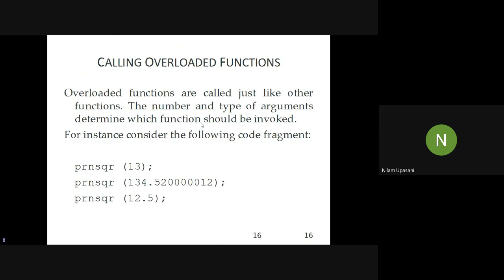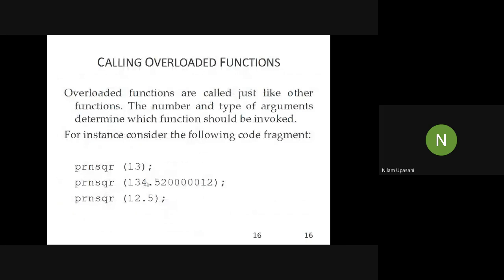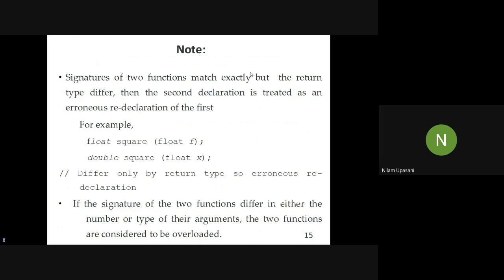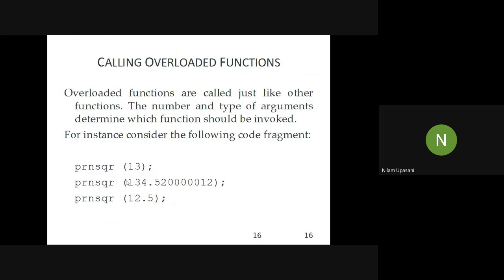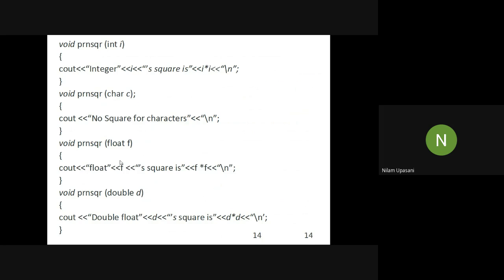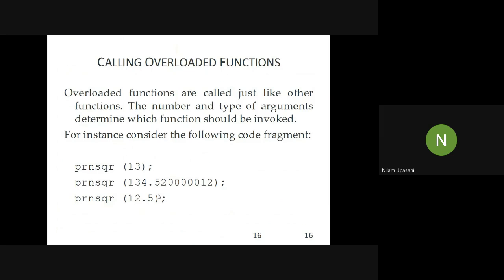Now how to call these functions which I have declared and defined in this manner. When I'm calling with an integer value, which function will it call? The first one. It will calculate the square of the integer and it will be displayed. Second, for this value, it will call double. Because we have two different functions for double and float, it will call this, and finally for this one it will call float.